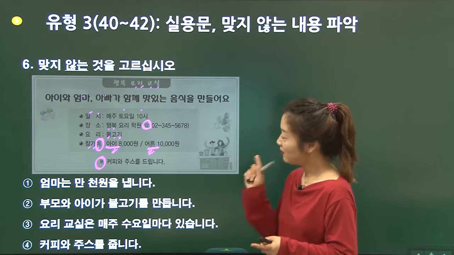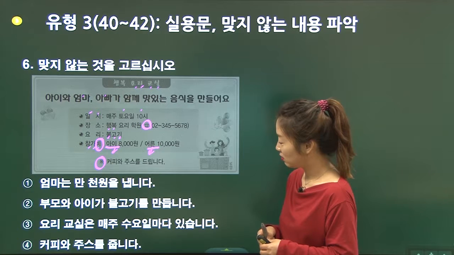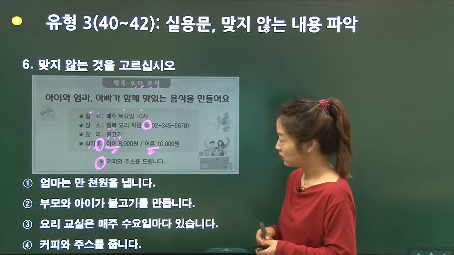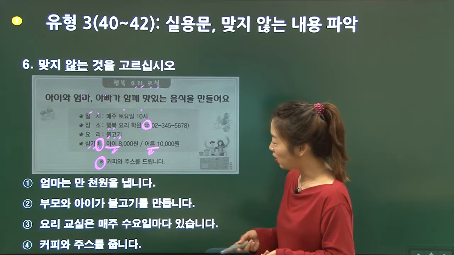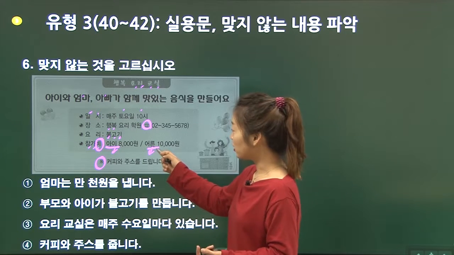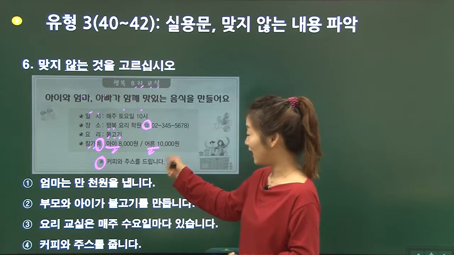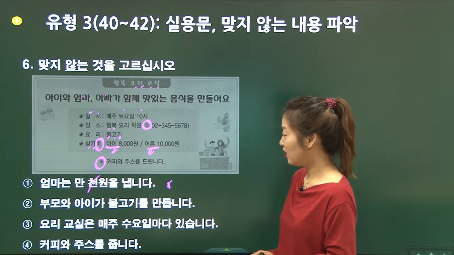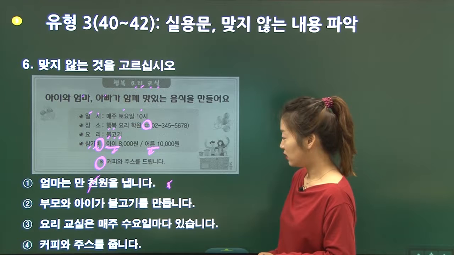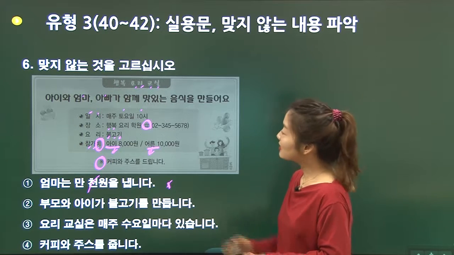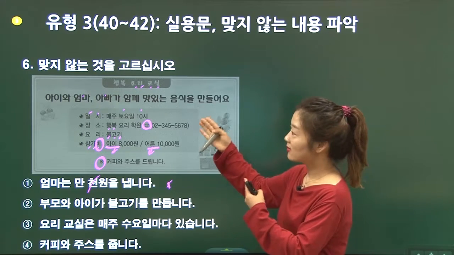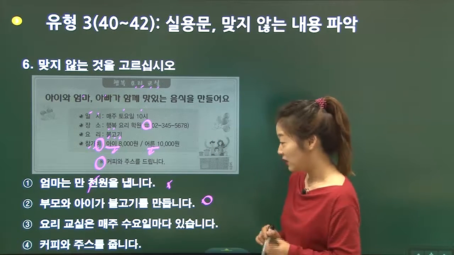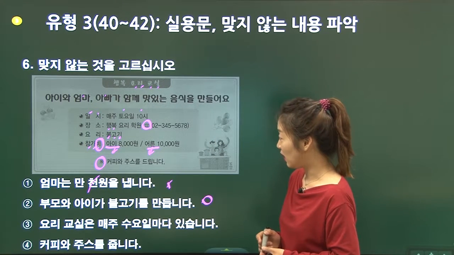Number one, 엄마는 10,000원을 냅니다. Oh, it's wrong, right? Mom is the adult, so she can pay 10,000 won, not 8,000 won, right? Number two, 부모와 아이가 불고기를 만듭니다, right? This is about the cooking class, and this time the subject, what people cook, is 불고기. It's correct, right?